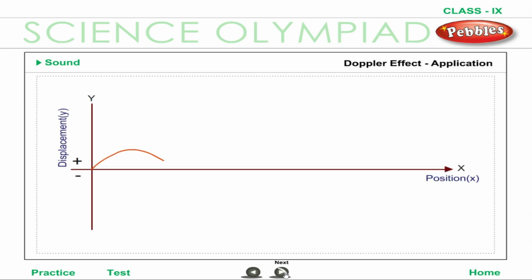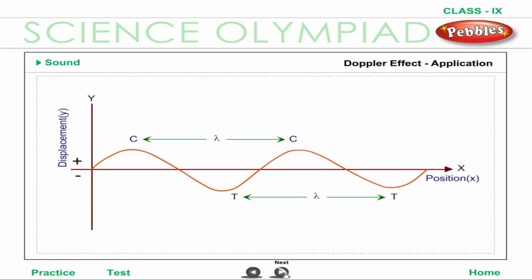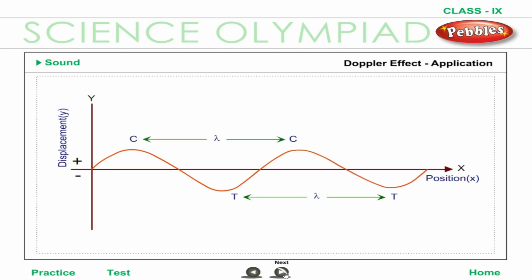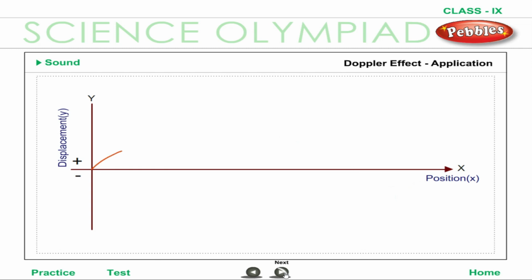In the case of a longitudinal wave, the direction of vibration of the particles of the medium is parallel to the direction of propagation of the wave, as shown in the figure. Whereas, in the case of a transverse wave, the direction of vibration of the particles of the medium is perpendicular to the direction of propagation of the wave.